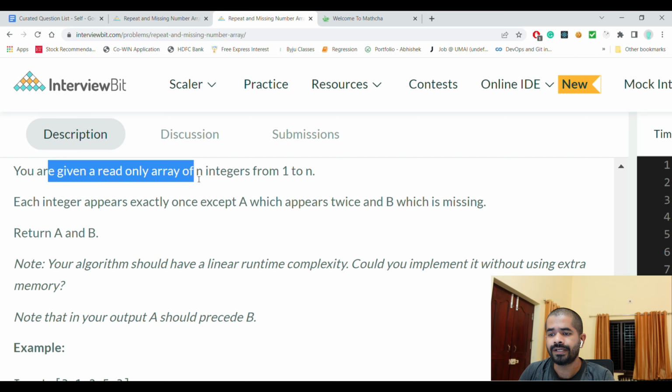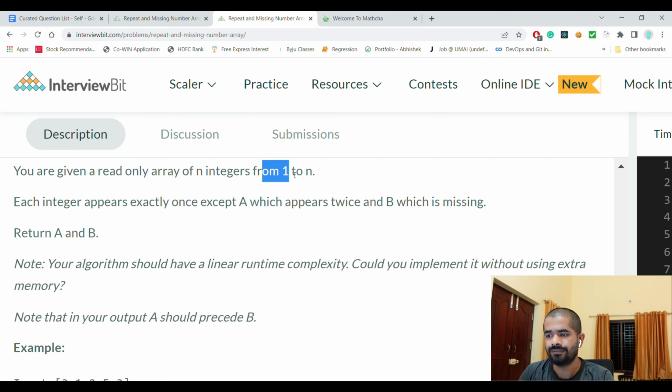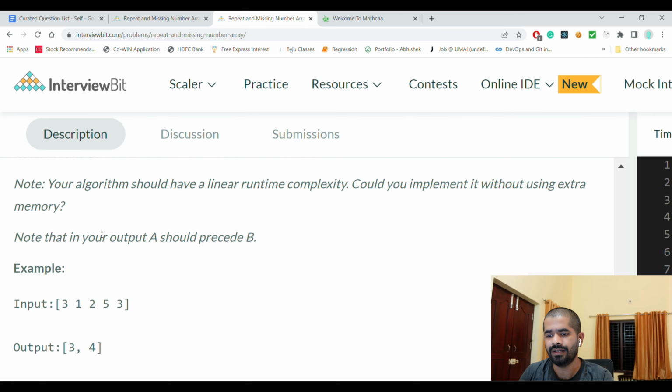You are given a read-only array of n integers from 1 to n. Each integer appears exactly once except a, which appears twice, and b, which is missing. Return a and b.